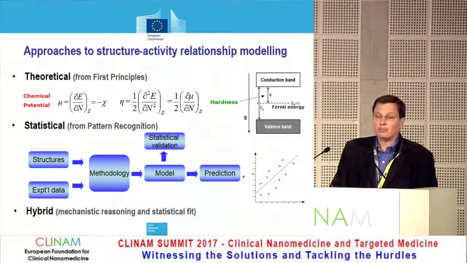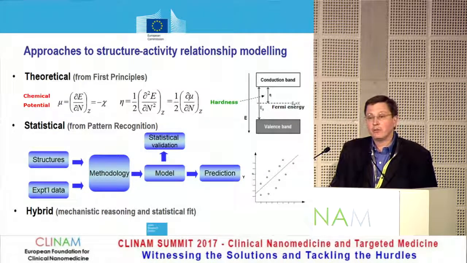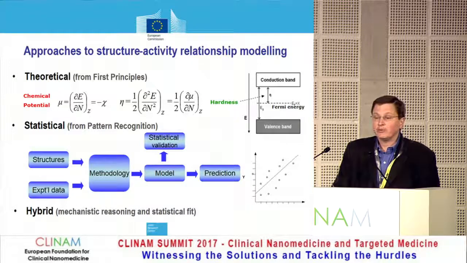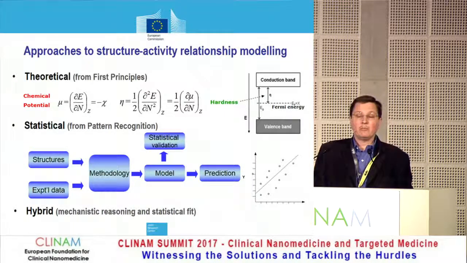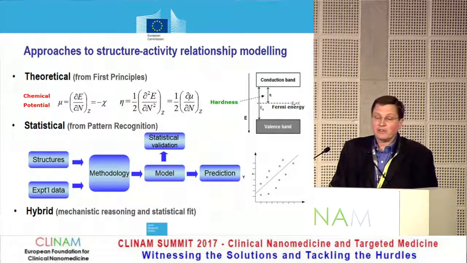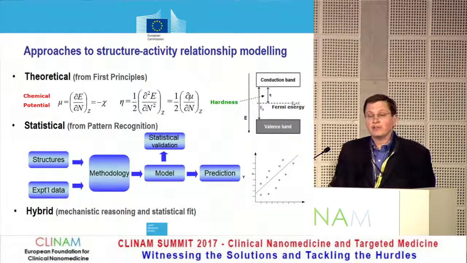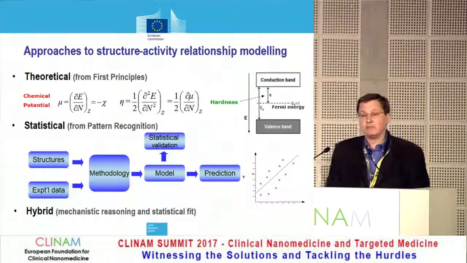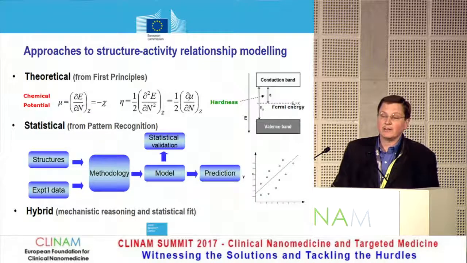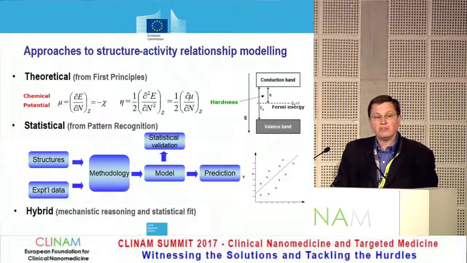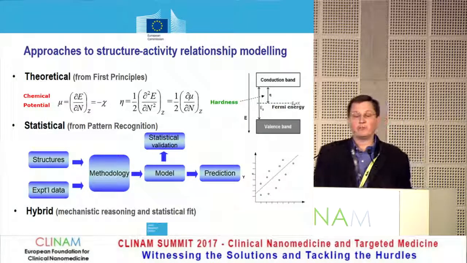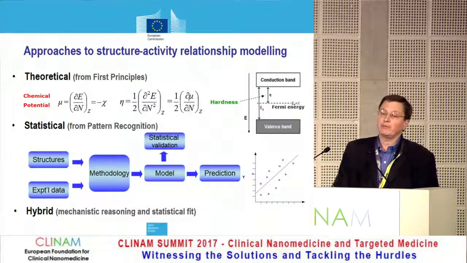You're essentially using pattern recognition in order to correlate descriptors that are potentially useful with the effect you're trying to predict. But most SAR modeling today, I would say, is what you might call hybrid modeling. That is a combination of mechanistic reasoning and statistical fit. So you use theoretical considerations to identify the descriptors that are likely to be predictive, but you use statistical modeling in order to calibrate the parameters surrounding those descriptors.